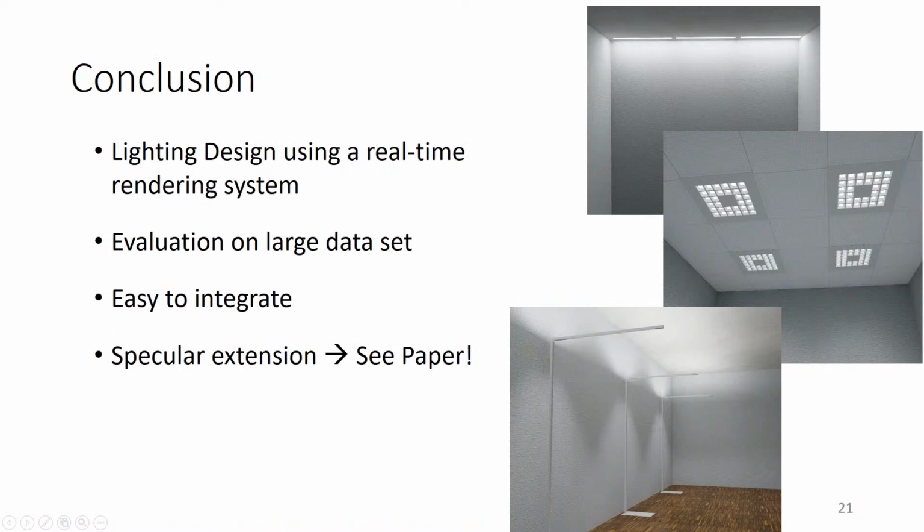To conclude my talk, our approximation enables real-time rendering systems to be practically used in lighting design and other applications with photometric lights. We have demonstrated that our method works robustly and without disturbing discontinuities on a large dataset. It's also easy to integrate in a rendering pipeline as it does not require any additional passes or preprocessing. In our paper we also propose an extension for specular shading based on the linearly transformed cosine technique.